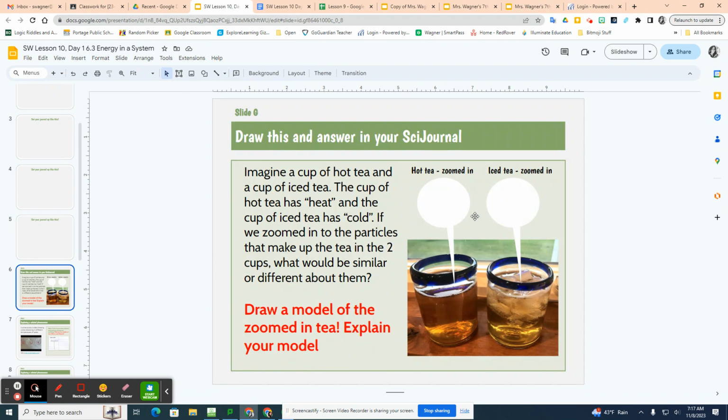Then you go to this slide. It says, imagine a cup of hot tea and a cup of iced tea. The cup of hot tea has heat and the cup of iced tea has quote unquote cold. If we zoomed in to the particles that make up the tea in the two cups, what would be similar or different about them? So draw your models in each of those zoomed in images.